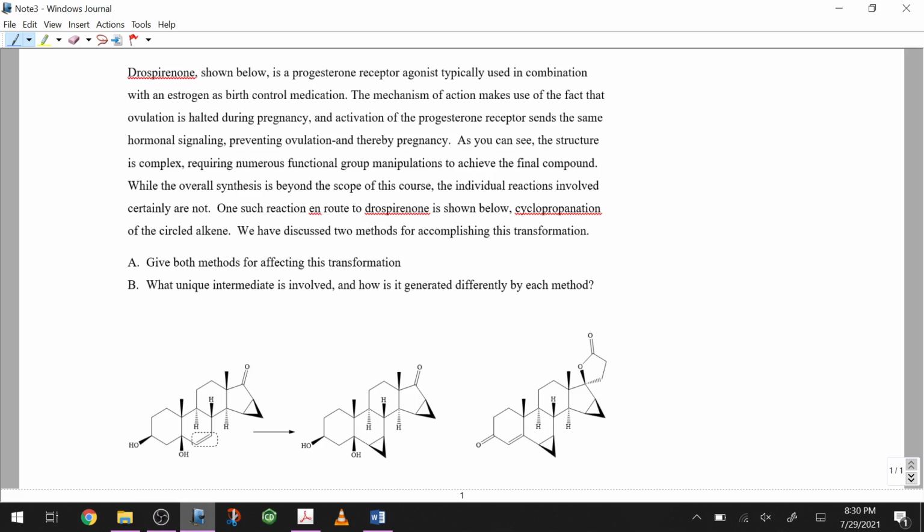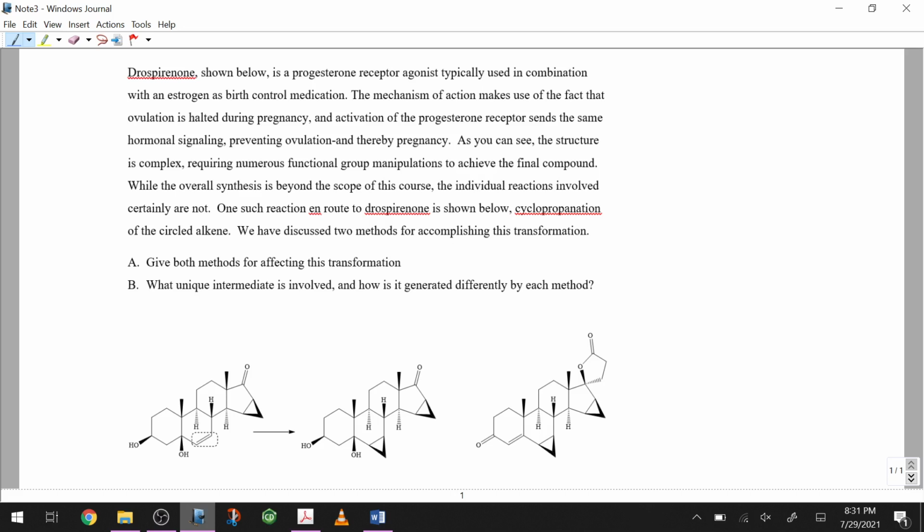Question 6, the cyclopropanation question. Now, I did not ask you for mechanisms here. I'm very careful. When I want a mechanism, I will ask for it. I gave you some context on what this does and why it's important. But basically, I also told you it's a cyclopropanation.